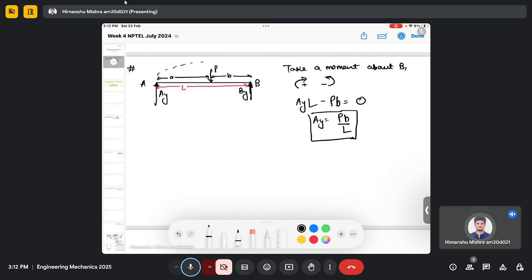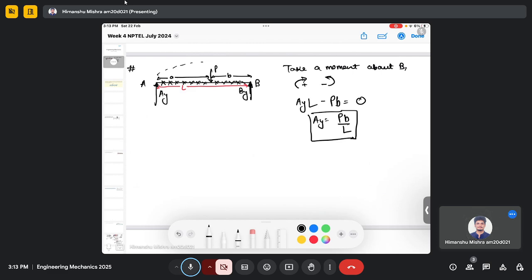Now our objective is to determine the forces across this beam, which means what are the forces at these points and the moments across these points. So this is the usual objective in beam problems.